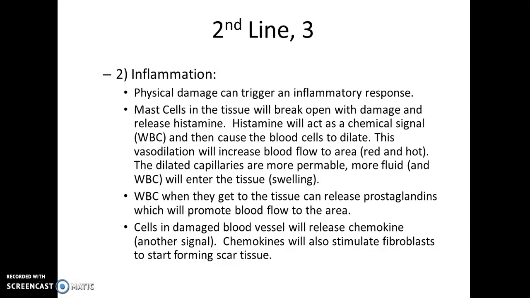As the fluid enters the tissue, white blood cells are brought there. That's where your swelling comes into play. So how do you get rid of swelling? You take an antihistamine against histamine. White blood cells, when they get to the tissue, release prostaglandins, which promote blood flow to the area and can act as another chemical signal. Now, cells in the damaged blood vessels will release a chemokine, another signal, which will stimulate fibroblasts, and you can start forming scar tissue. So there are three chemical signals: histamine, prostaglandins, and chemokine. That's how the white blood cells know where to go.